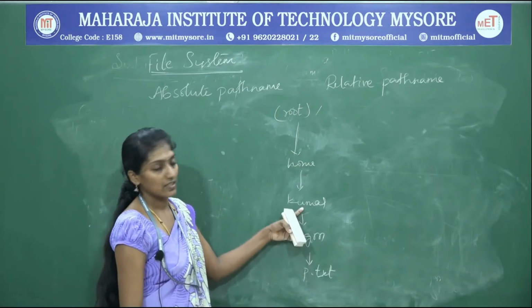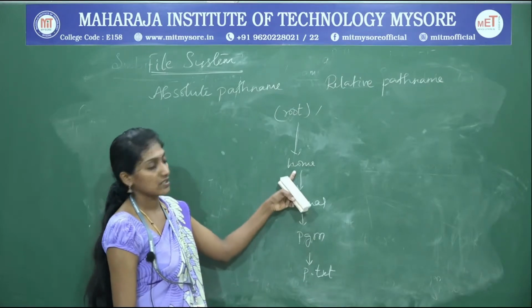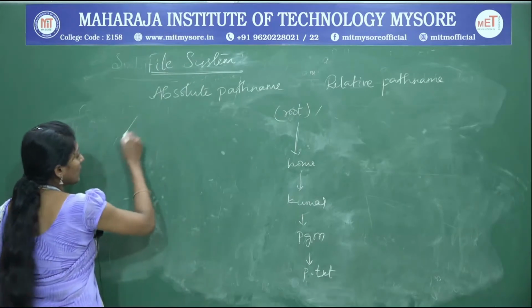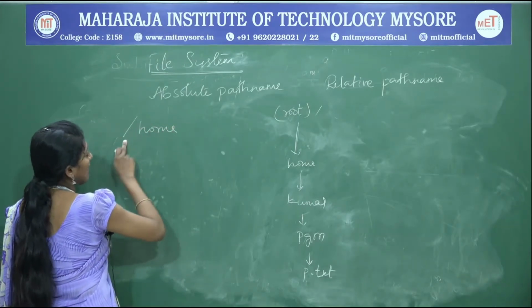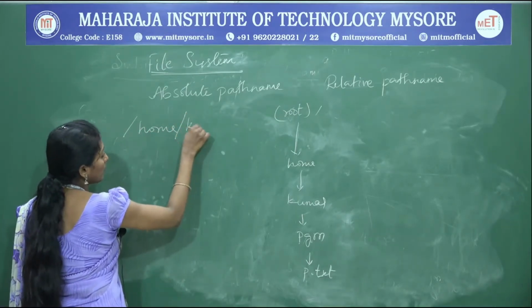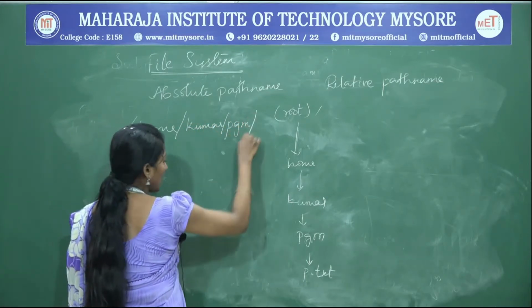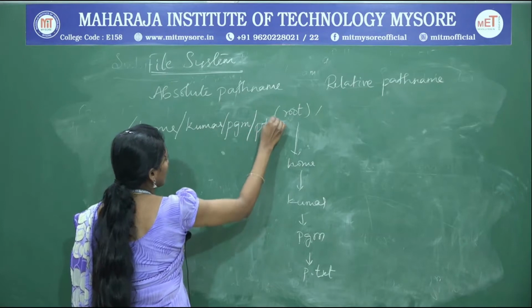This PGM is located under the directory Kumar. Kumar is located under the home directory. The home directory is located under the root directory. So how do I specify that? Slash is the home directory, followed by Kumar. Then under that a subdirectory, and under that p.text.